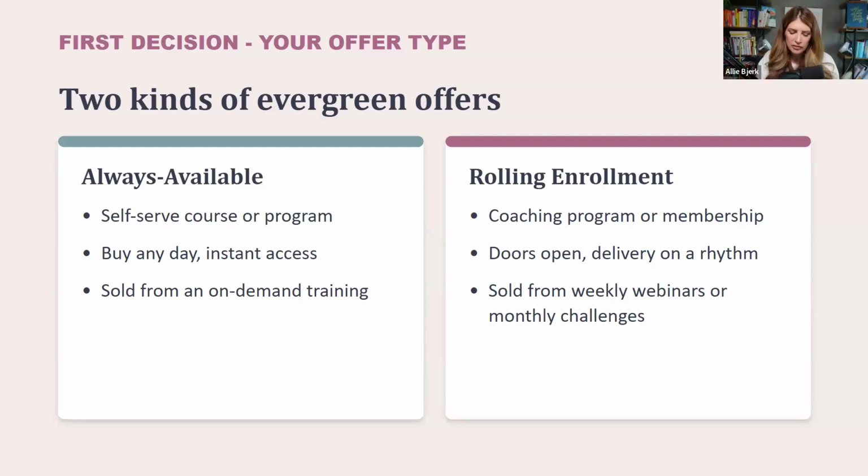The thing with the always available trainings is that they can buy any day that they watch that training. There is instant access, and it's sold from that, basically on-demand training. The other version of an evergreen offer or rolling enrollment offer, I use those words kind of interchangeably, is if it is higher ticket or membership, the doors are open and the delivery happens on a rhythm.